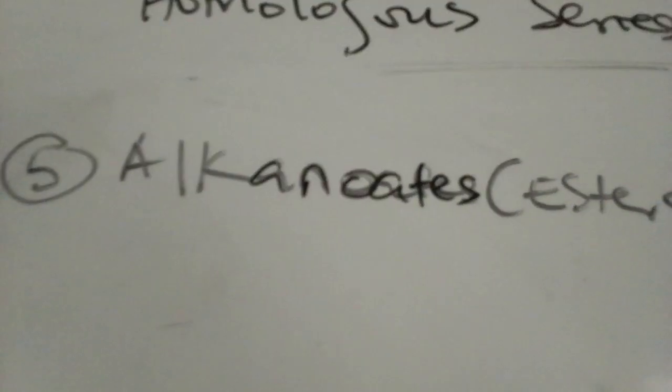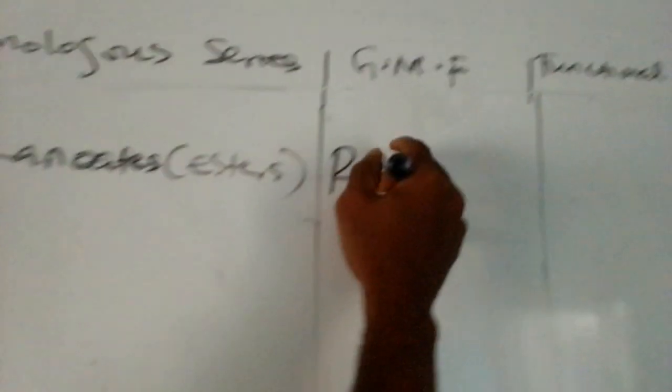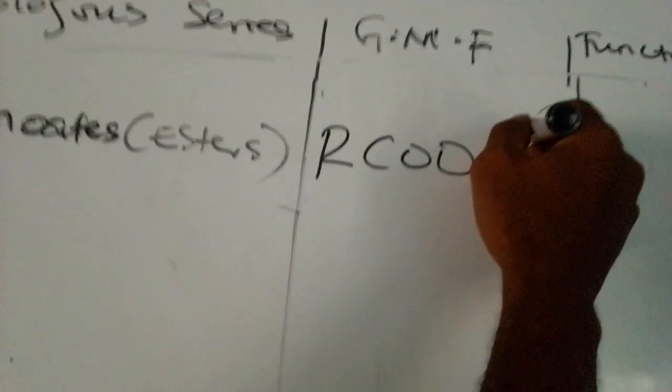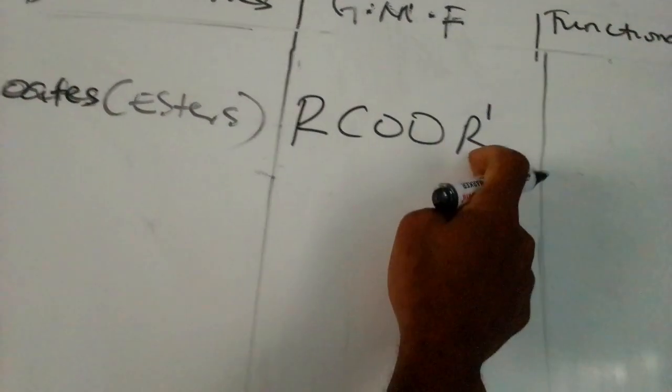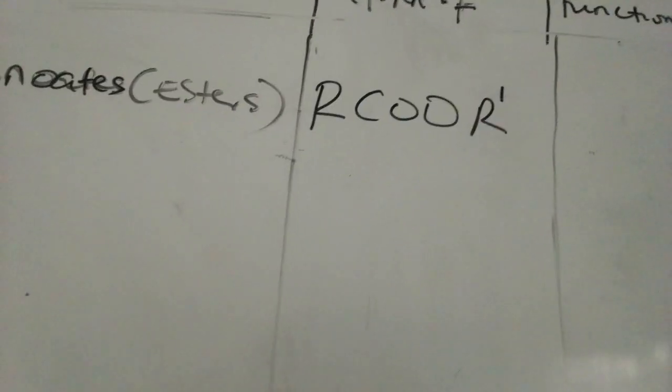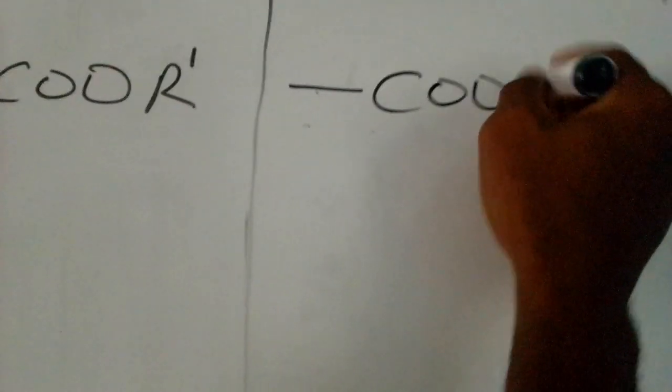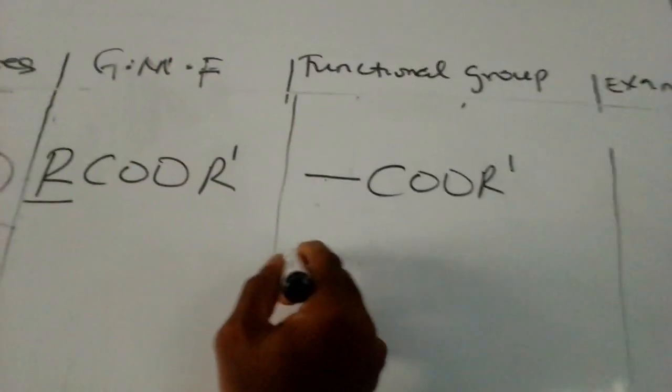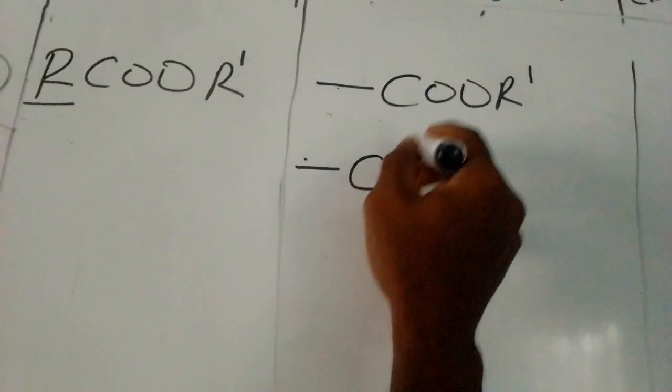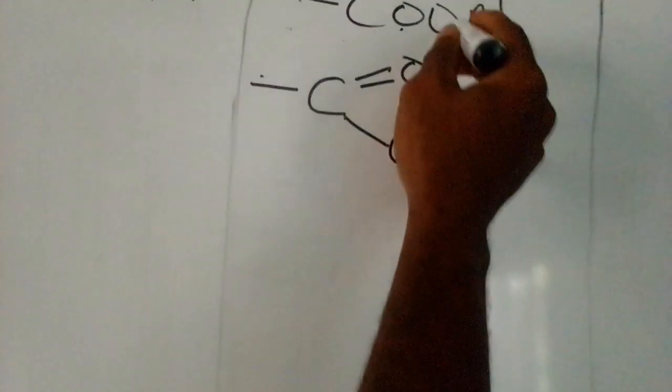Alkanoates, also known as esters. The general formula is given as RCOOR'. Let me put prime here to make the difference between this and that. The functional group of alkanoates is, remove the first alkyl group, we have COOR'. Under the structure, we have C, one oxygen linked to the carbon with a double bond, the other oxygen linked with a single bond, and also the single bond between the oxygen and the remaining alkyl group.